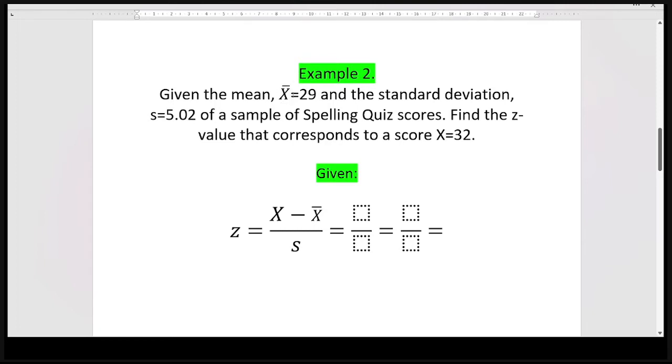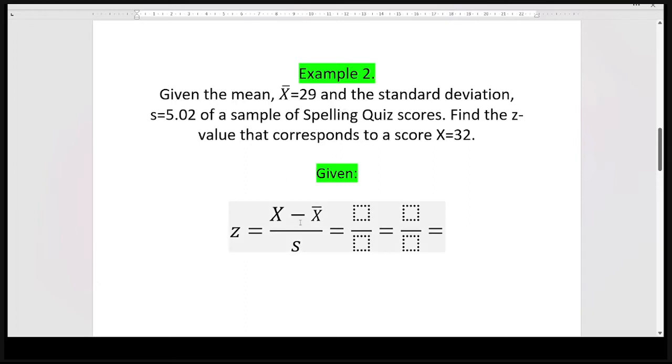Let's have example number 2. Given the mean, it's a sample mean, which is 29, and the sample standard deviation is 5.02. It's a sample of spelling quiz scores. Let us find the z-value that corresponds to a score of 32. In this case, the raw score is greater than the sample mean. Then we are expecting that the z-score is positive or above our mean.